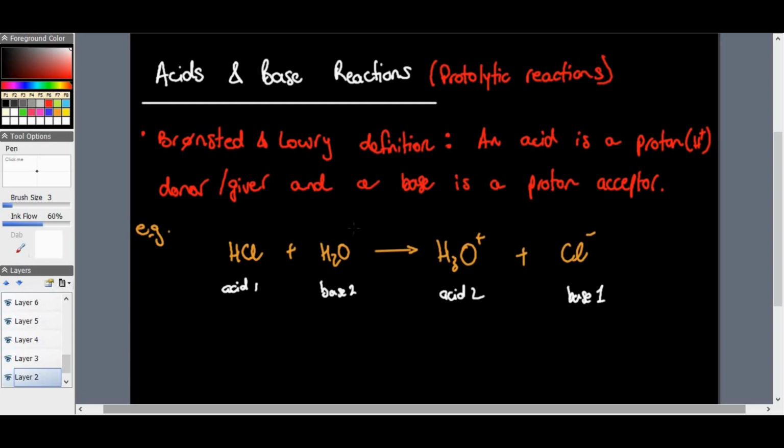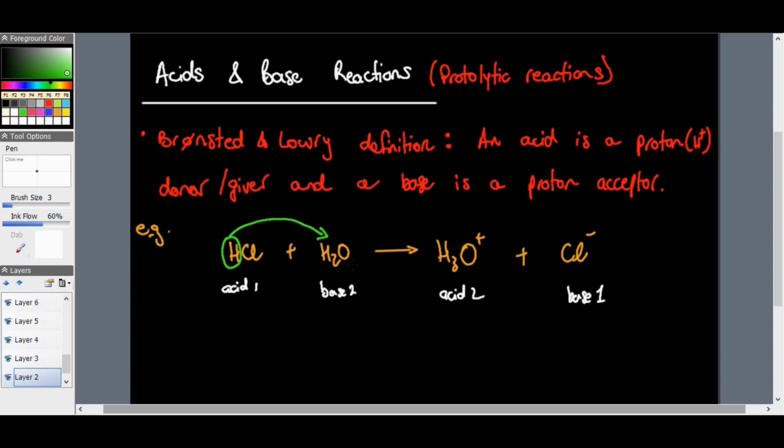Clearly we can see what has happened. The hydrogen from hydrochloric acid got donated or given to the base, which was water. Water acted as a base in this acid-base reaction, and there's a certain word for that, which we'll get to in just a moment. The hydrogen in HCl got given to H2O to form H3O plus, because it's a proton. And then what was left was Cl minus.